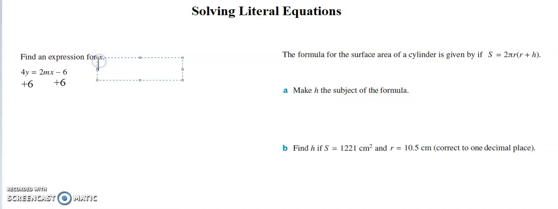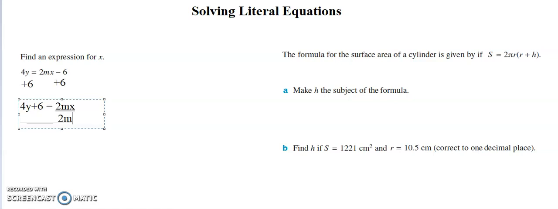So that gives me the equation of 4y plus 6, and that equals 2mx. Now, because we've got 2m times x, I want to get rid of the 2m and have x by itself, which also means I need to divide it all by 2m. If I'm dividing one side by 2m, I also need to divide the other side by 2m.